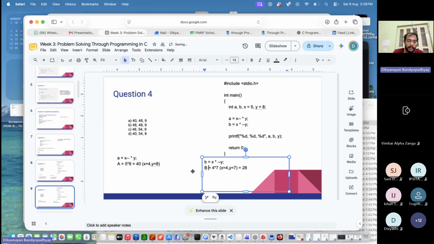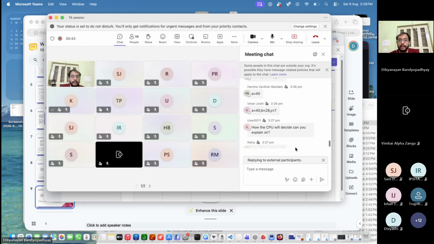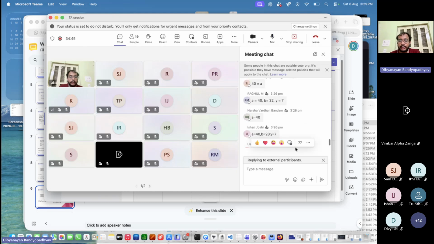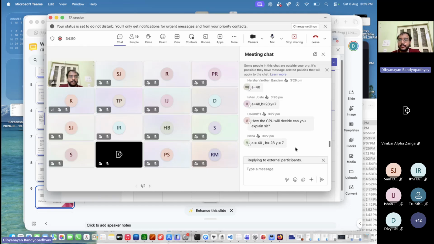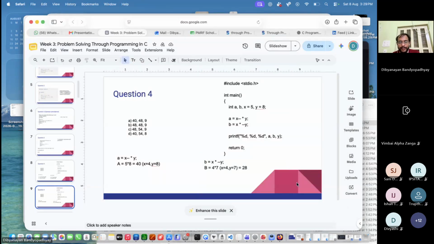So the value of A is 40, B is 28, and Y is 7. 40, 28, 7. Okay. So yeah, there is somebody who said 40, 32, 7. It is wrong. It's 40, 28, 7. So any confusion regarding this question? How these operators work?